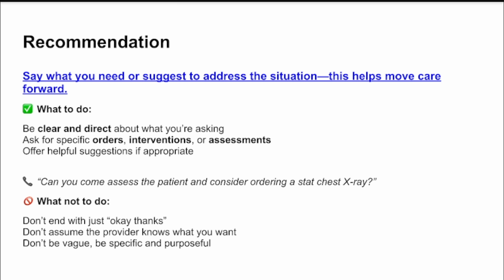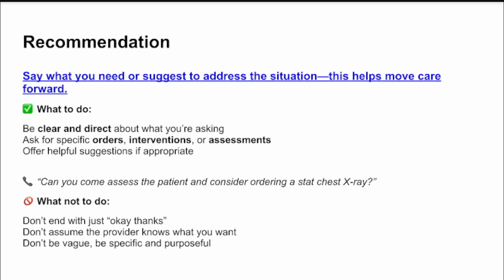Recommendation. Now ask what you need. Be direct but respectful. What you want to do is be clear and direct about what you're asking. Ask for specific orders, interventions, or assessments. Offer helpful suggestions if appropriate. So, an example of this would be, can you come assess the patient and consider ordering a stat chest x-ray?